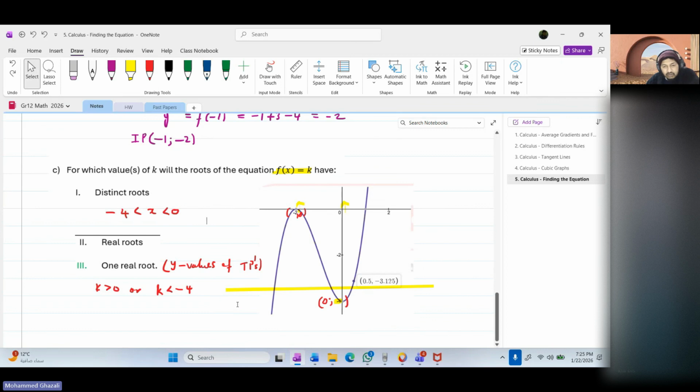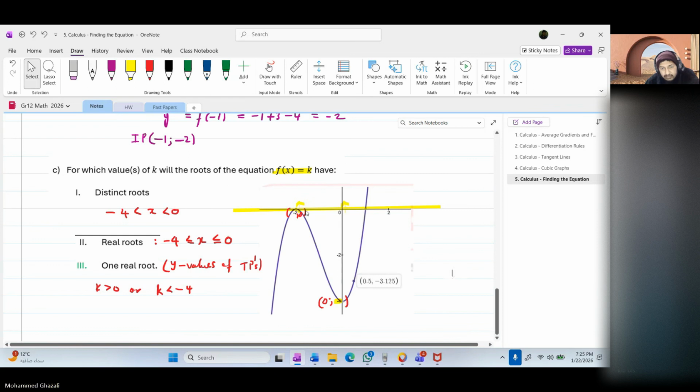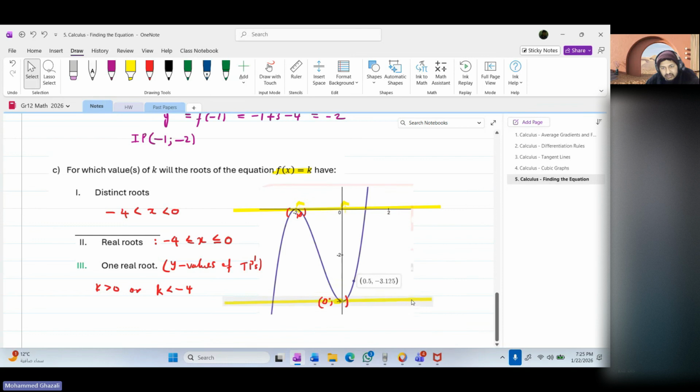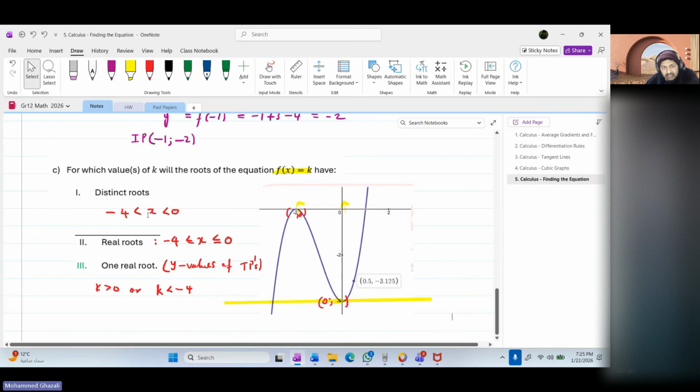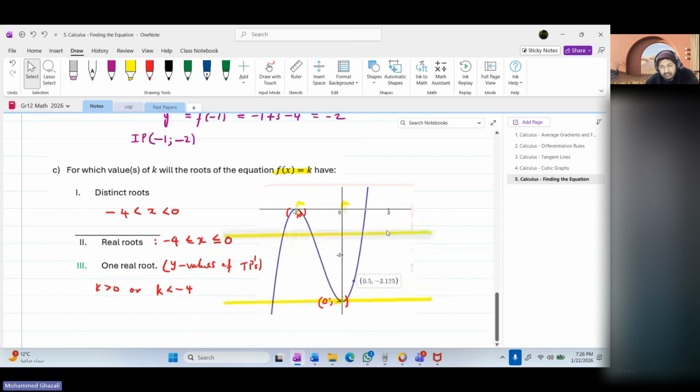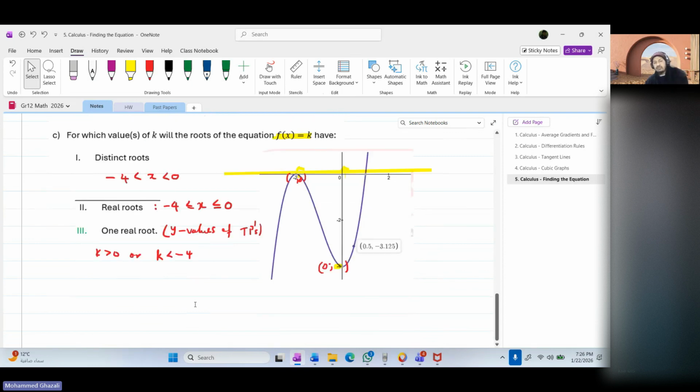What happens if you are doing real roots? For real roots, all you need to do is just include this. Why are we including it? Because if you take this there, you're going to have a repeated root. Real roots means you can include multiple answers. It means you're going to have an identical root and another root. That's what real roots mean. So it's at the turning point, so turning points are included. Only for distinct roots, turning points are not included. So I hope you understood that question.